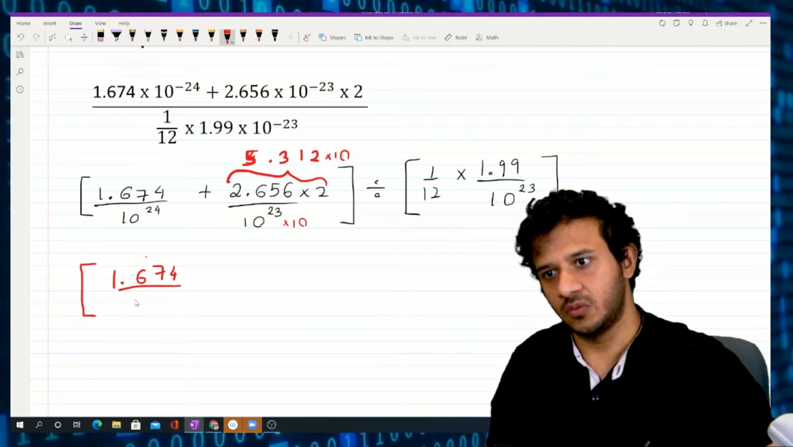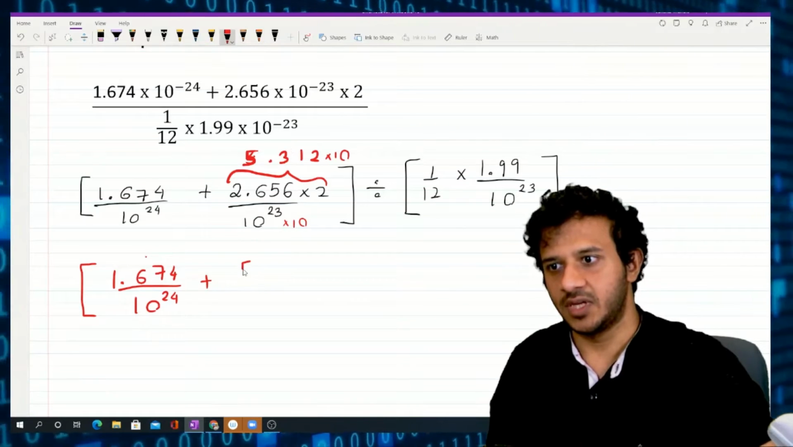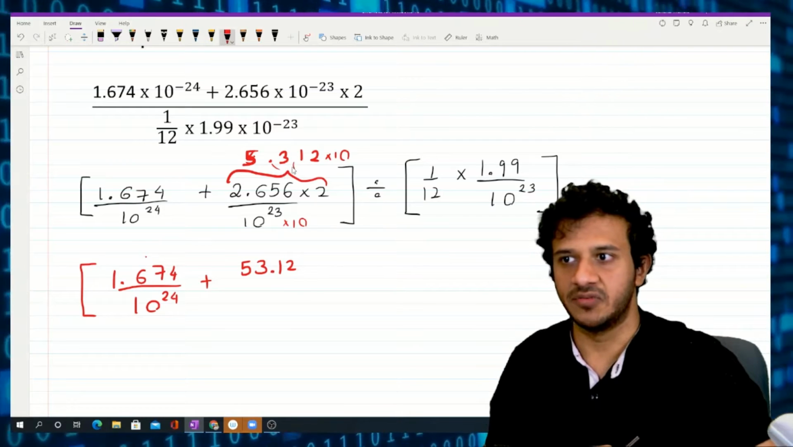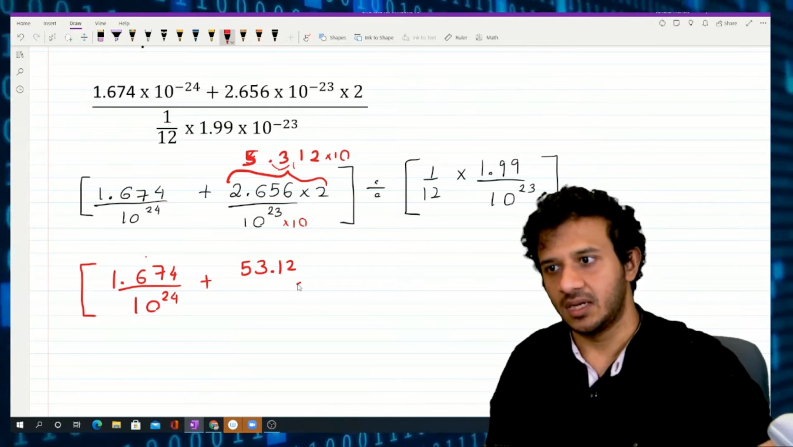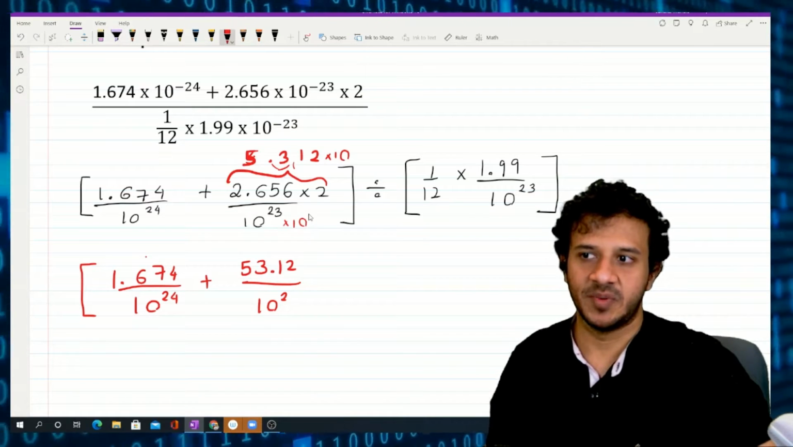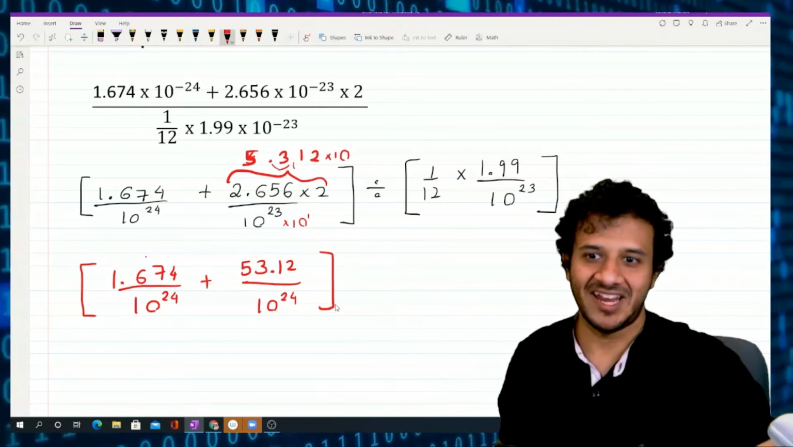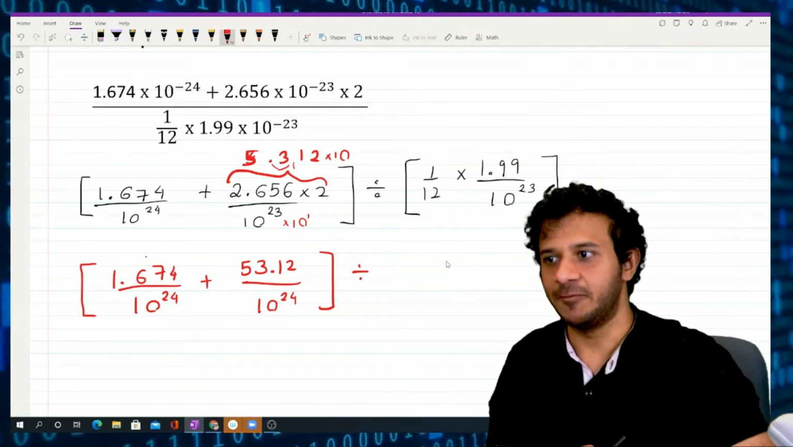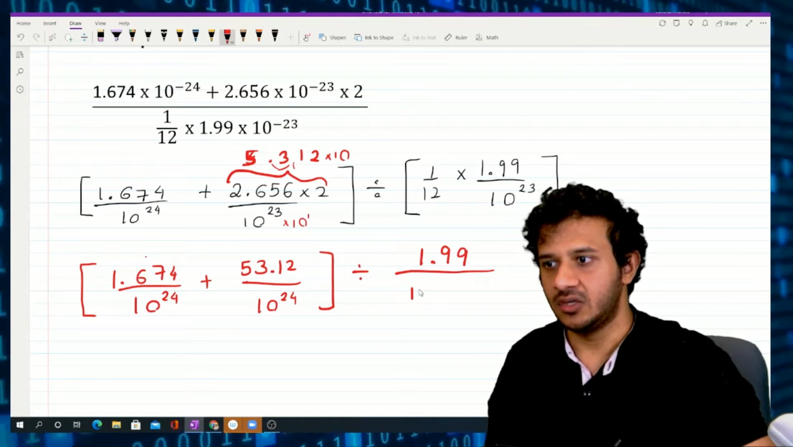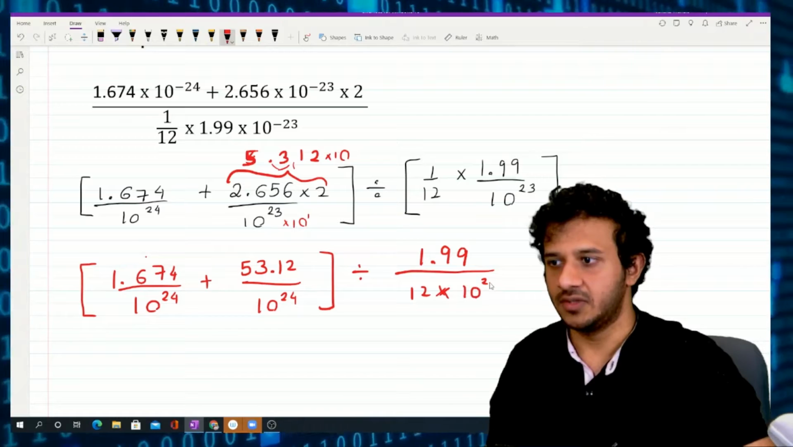1.674 over 10 to the power of 24 plus this thing will become 53.12, because multiplying by 10 means the decimal point will move one place forward, over 10 to the power of 23 times 10, which will become 10 to the power of 24 as well. Why did I do that? To do the addition of the fractions, and then divide by 1.9912 times 10 to the power of 23.